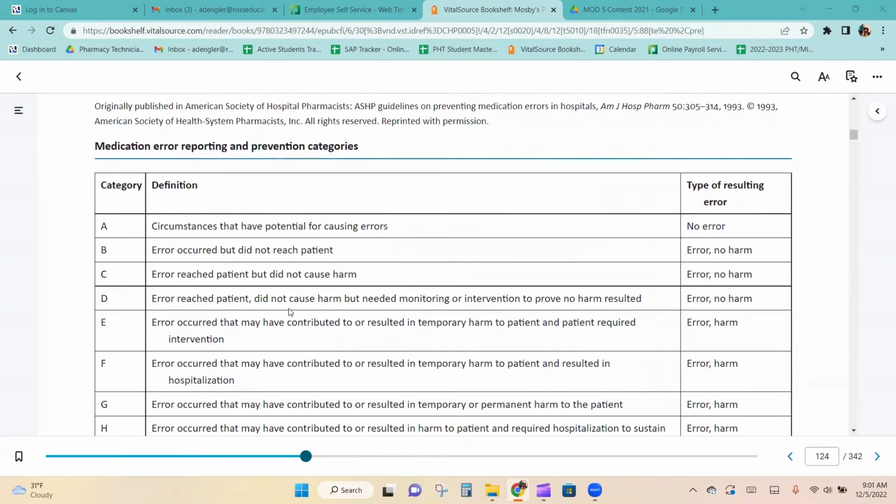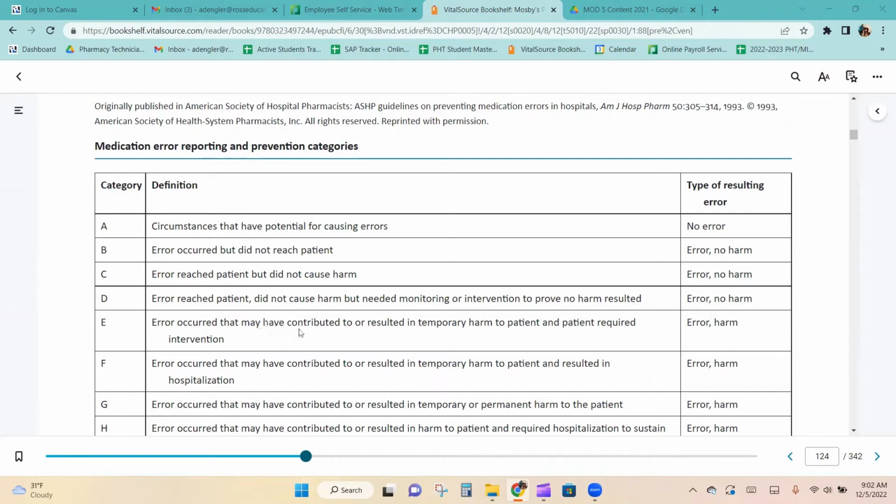This chart, we have medication error reporting and prevention categories. Circumstances that have potential for causing errors, the type of resulting error is no error. An error occurred, but it did not reach the patient. So that's an error, but no harm. An error reached patient, but did not cause harm. So error, no harm. The error reached patient but did not cause harm, but needed monitoring or intervention to prove no harm resulted. That would still be an error, no harm.